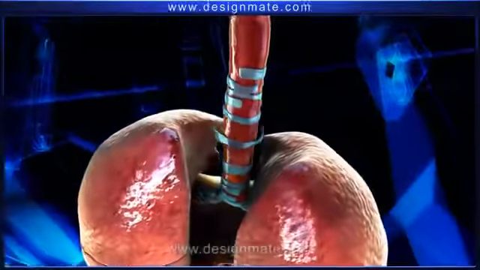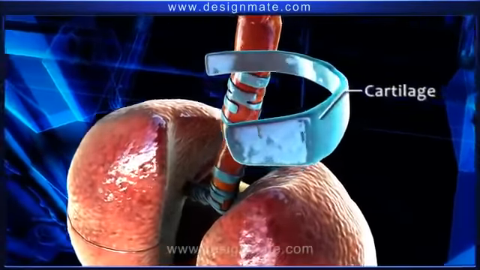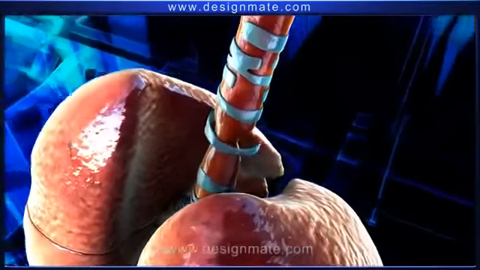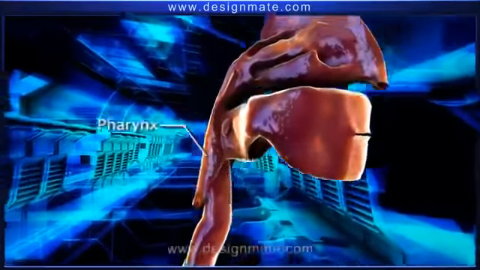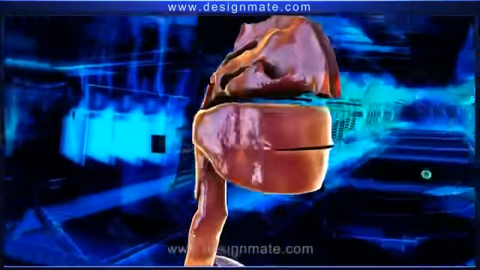The trachea has incomplete C-shaped rings of cartilage which prevent the tracheal wall from collapsing. The trachea leads into the pharynx, which is connected to the nostrils.